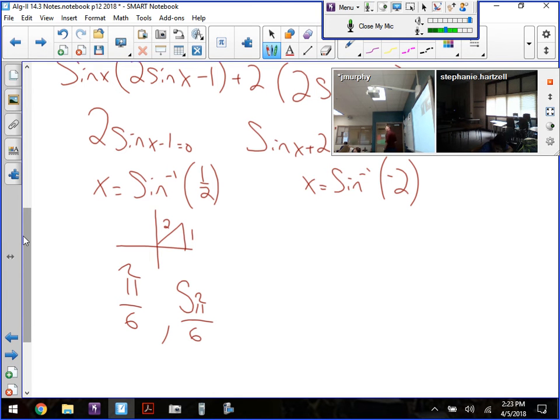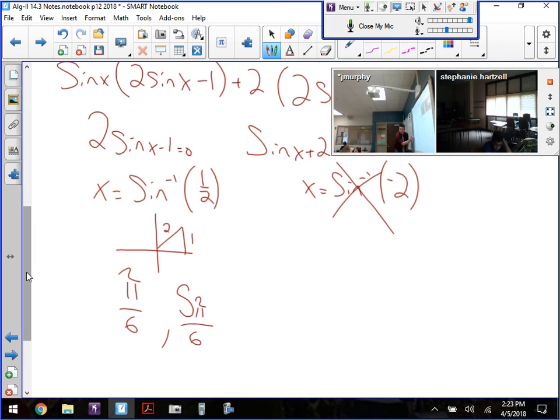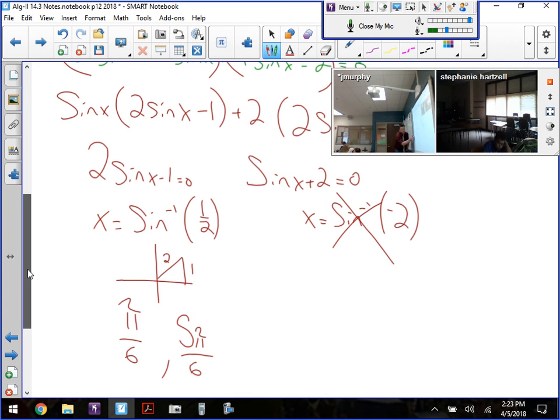What angle has a sine of -2? Right, can't do it. There is no such angle. Notice it becomes the same exact problem that you've done in the past. The only thing that's going to change here, guys, is that it's going to add maybe a step at the beginning. Okay.